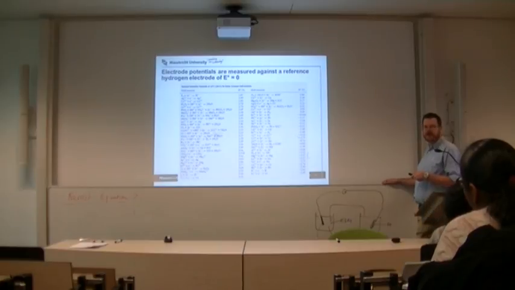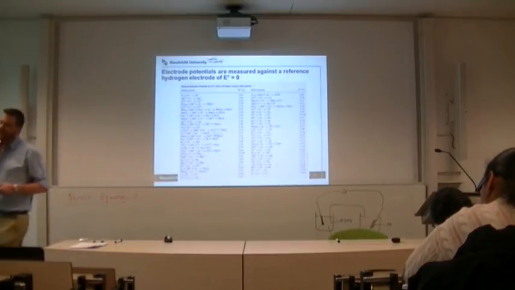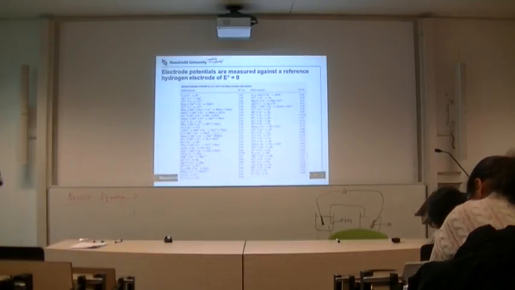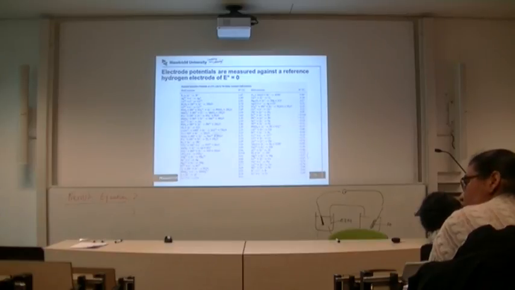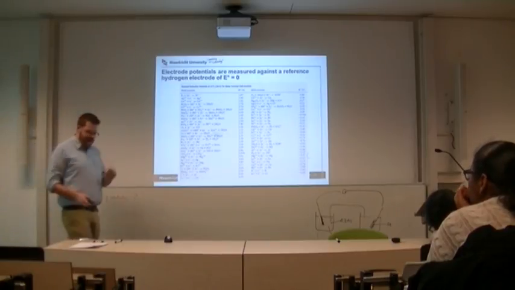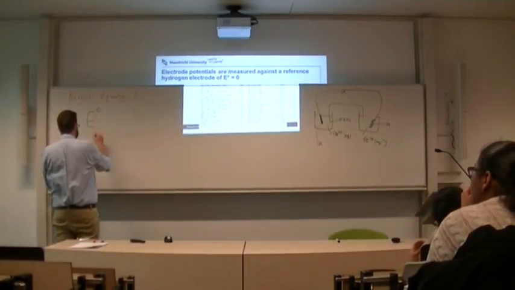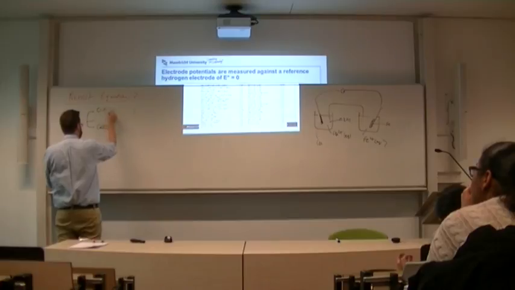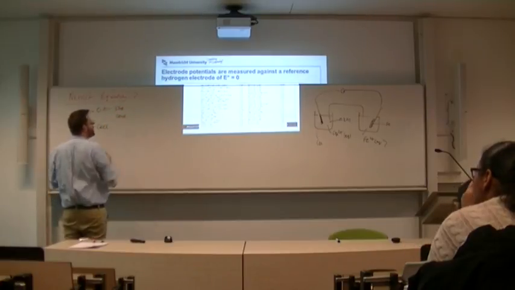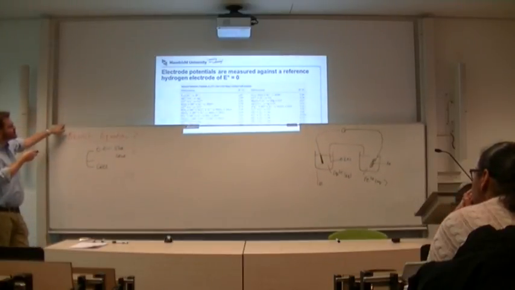Does everyone follow? What's the overall potential, Katarina, under standard conditions of this electrochemical couple? You have to add them, right? Yes, yes. So it's going to be 0.34 plus what? Plus, which is what? 0.78. Now remember, what is that value? That is E circle cell, circle meaning standard conditions. This table is electrochemical potentials under standard conditions.